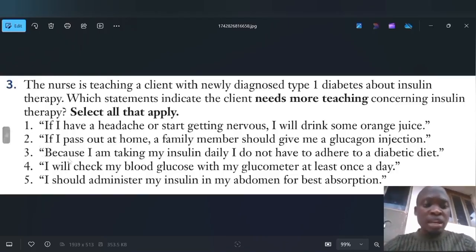Let's go on. Number 4, I'll check my blood glucose with my glucometer at least once a day. Yes, absolutely. You need to constantly check this blood glucose at least once a day. Number 5, I should administer my insulin in my abdomen for best absorption. This is correct. Number 1, number 2, 4, and 5: if the patient says this, they are correct. But remember, we are looking out for the wrong answer. So number 3 was the only answer here.